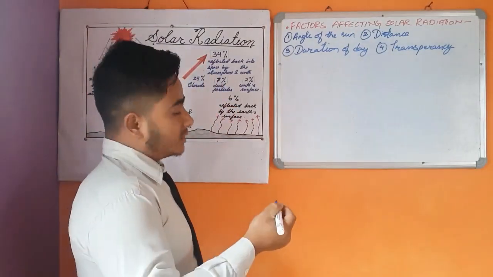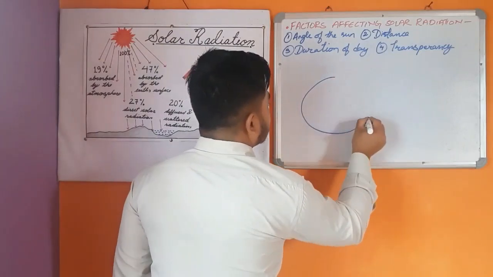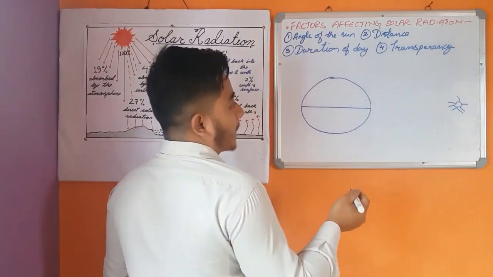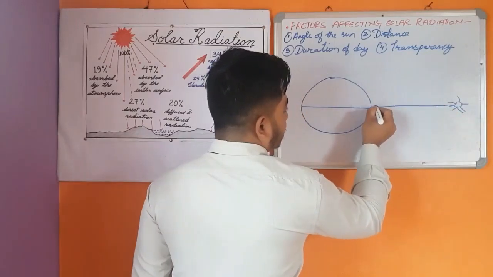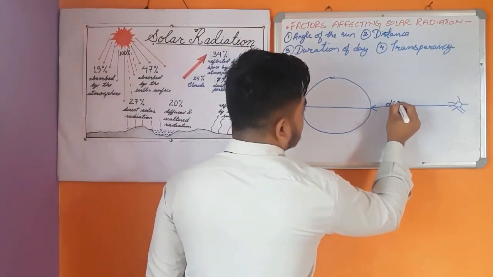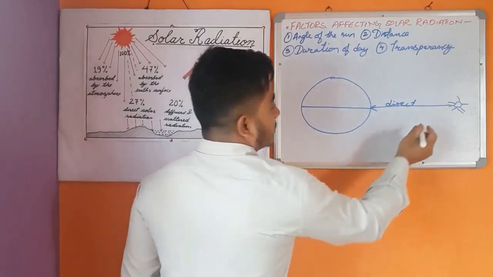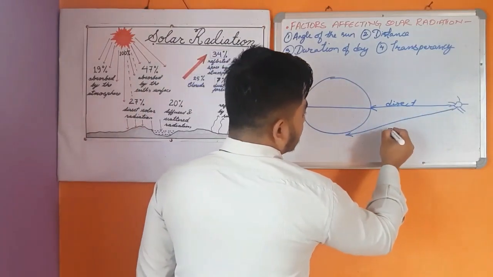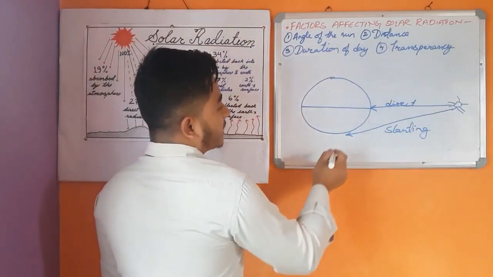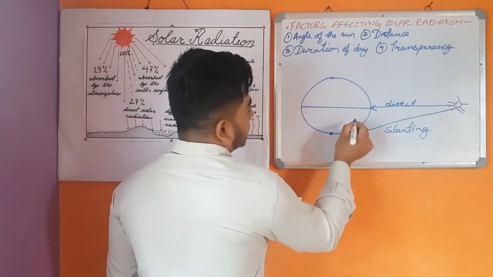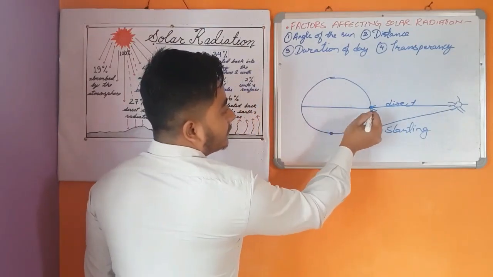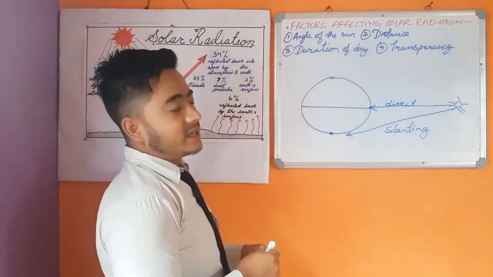Angle of the sun. For example, if this is our earth and if this is the sun, as you can see over here, the equatorial region is getting the direct rays of the sun, whereas the polar regions are getting slanting rays of the sun. So as you can see, the angle formed from this point to the sun and the angle formed from that point to the sun is varying or differing.